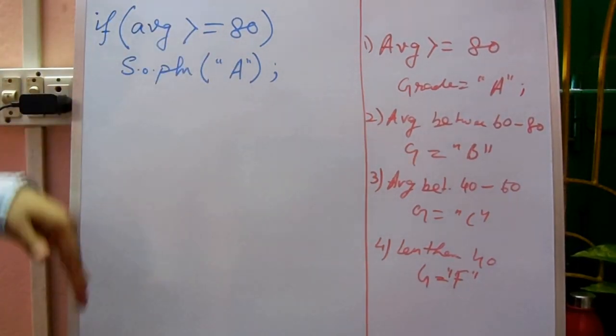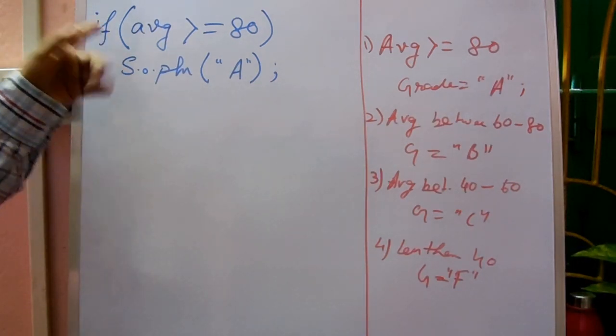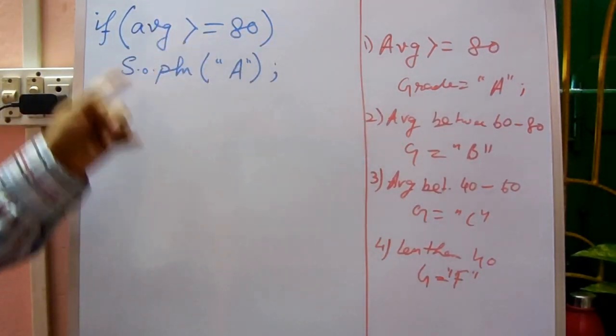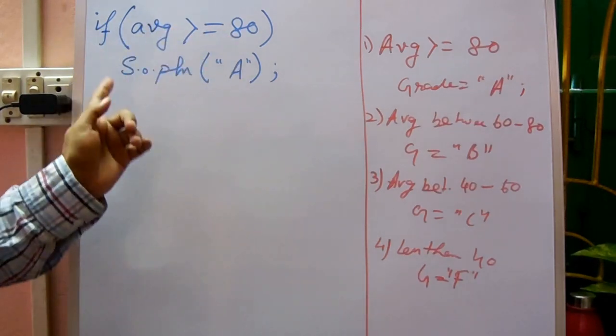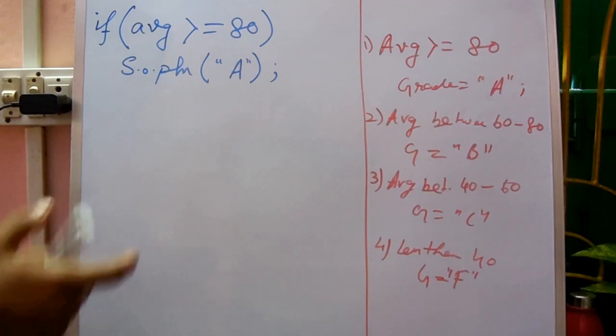I have told you earlier that in the case of one statement, we can remove the braces, meaning the curly brackets. So look at the first condition we have applied: if the average is more than or equal to 80, then we will print A.